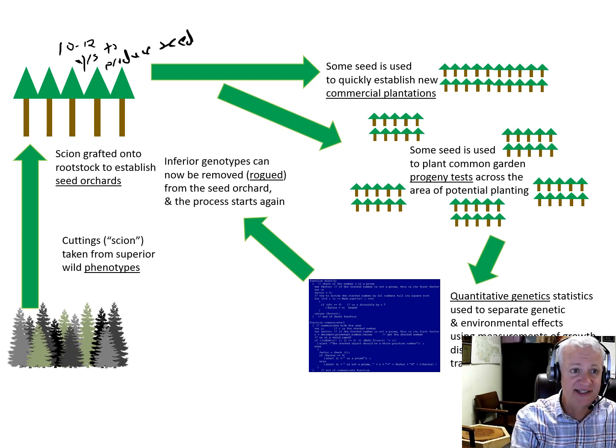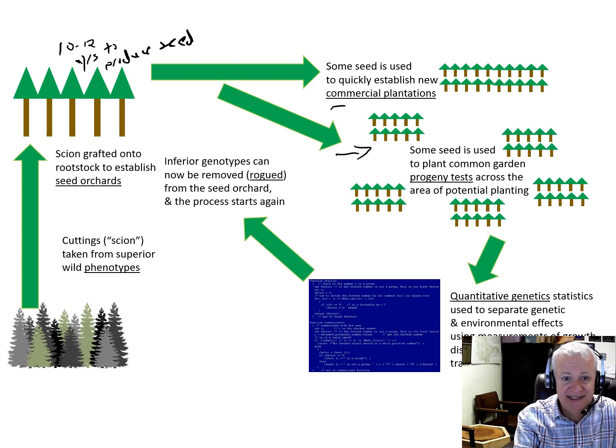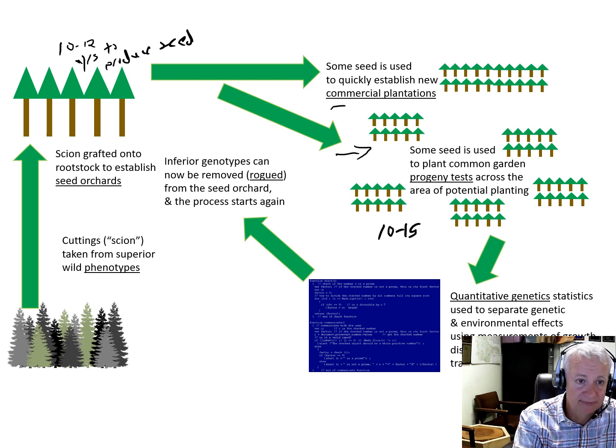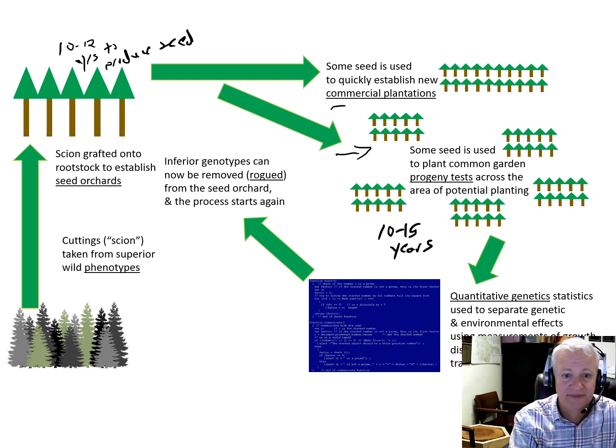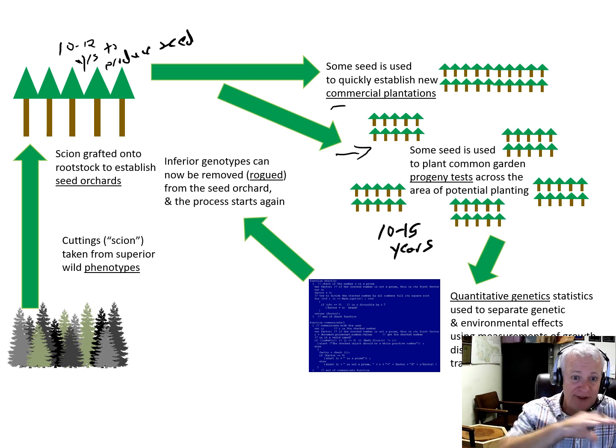Okay, now you've got seed and you establish these commercial plantations and you establish progeny tests. Well, those progeny tests have to grow some period of time. You have to establish them, and they have to grow some period of time until you can evaluate them. So this step may be another 10 to 15 years, because also you need to have enough seed from the seed orchards to even produce the progeny tests. So that whole step can be 10 to 15 years. You've got to analyze the data and then rogue it. So all that together, you can see you're looking at 20 to 30 years for one generation.